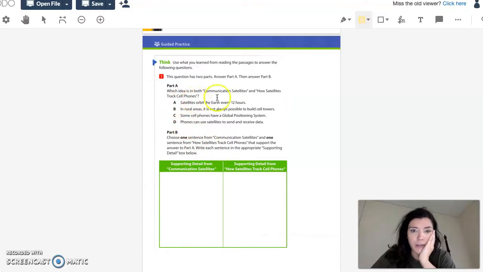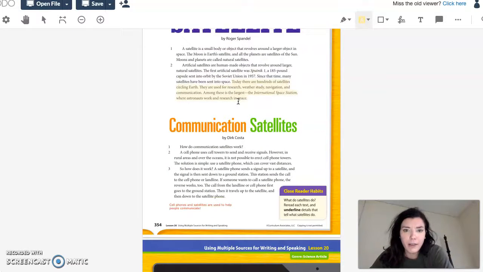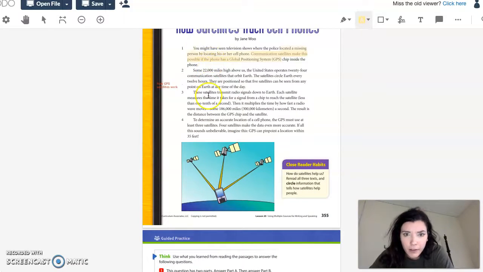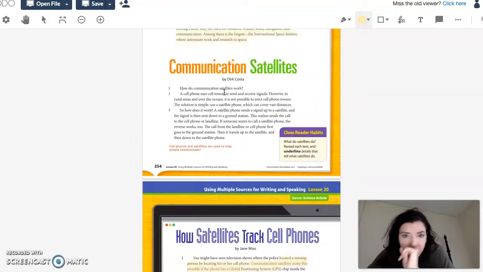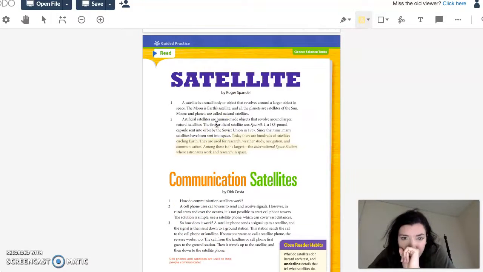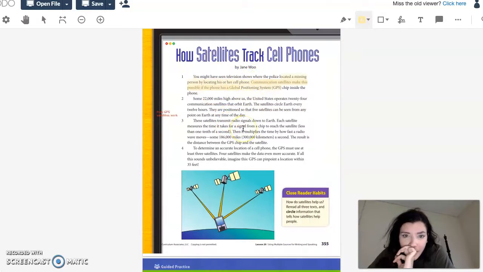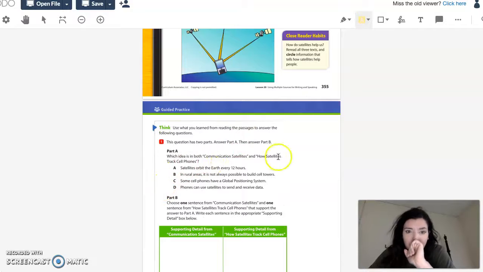Let's see. Satellites orbit the Earth every 12 hours. In rural areas, it's not always possible to build cell towers. I know that it talks about how, let's see. Where does it talk about traveling the Earth in 12 hours? I honestly don't even see that fact really anywhere in here. So I don't think that that is it at all. So I don't think it's going to be A.